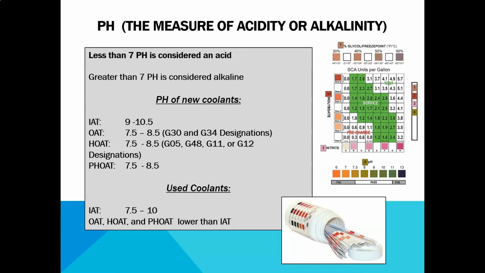When we look at new coolants, we'll see IATs are 9 to 10.5, OATs are 7.5 to 8.5, HOATs are 7.5 to 8.5, FOATs are 7.5 to 8.5, and when the coolant is used, all of them can be somewhere between 7.5 and 10, right? So it just gives you another identification of the condition of that coolant.